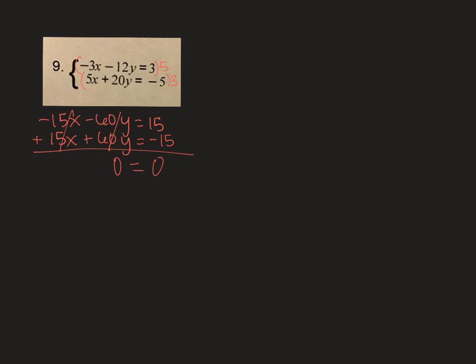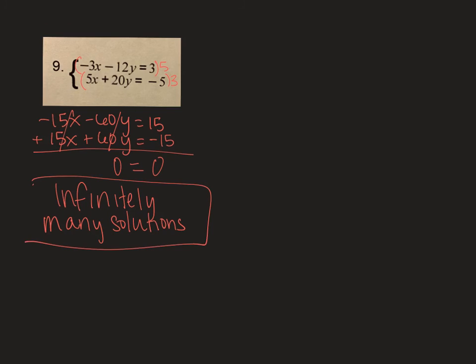So much like when you ended up with something that was a true statement, like 0 equals 0, 5 equals 5, when you end up with things like that in elimination method, if they're true, it's infinitely many solutions, which remember just means that if we were to graph both of those lines, they're going to be the exact same line.